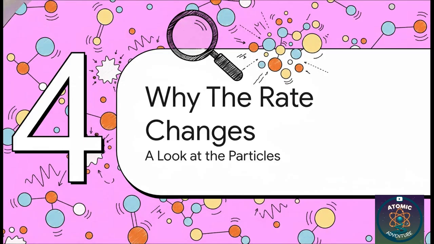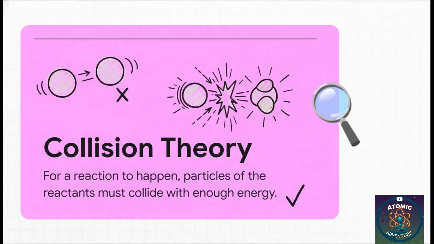Okay, so we know the speed changes, but why? Why does it start fast and then slow down? To answer that, we need to zoom in, like way in, and think about what the individual particles are doing. It all comes down to something called collision theory, and the idea is actually really simple. For a reaction to happen, the reactant particles have to bump into each other. They have to collide. And not just any little tap, they have to collide with enough energy.